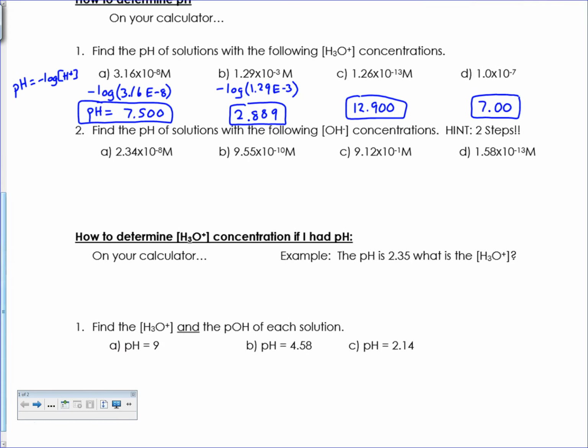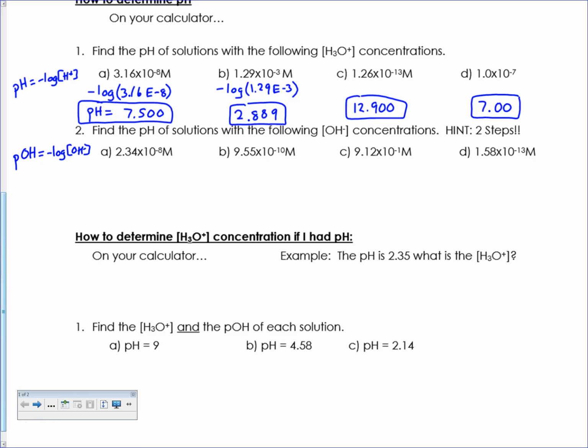For this problem number 2, we're trying to find the pH, but we're given the hydroxide concentrations. And so that means that we can't just plug it in and find the number directly. It's a two-step problem. So the first thing that we're going to do is find pOH. pOH, again, equals the negative log of the concentration of OH. And that's what they're giving us, the concentrations of OH minus here.